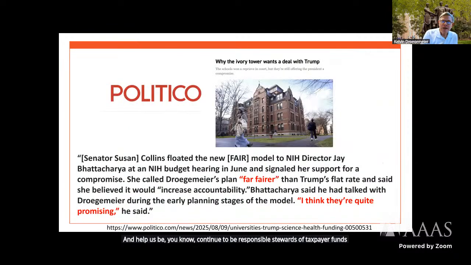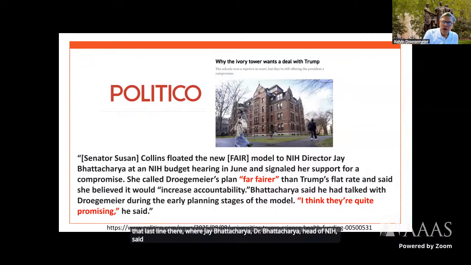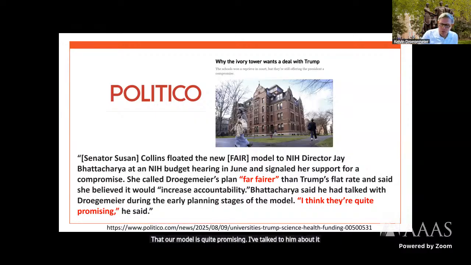That's really important. A Politico article came out just this weekend. I think the important point is that last line there where Dr. Jay Bhattacharya, head of NIH, said he thinks that our model is quite promising. I've talked to him about it, and I think that's a very important point to be made.